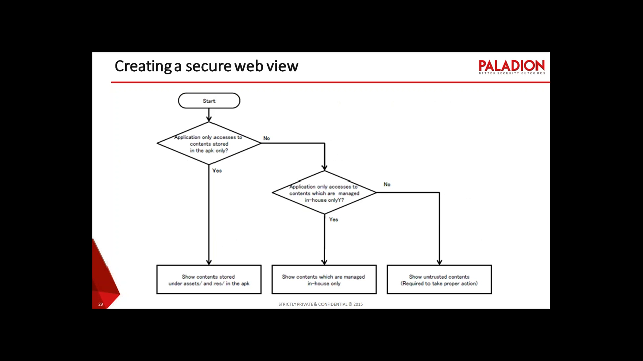Creating a secure web view. This is a chart which we define for a secure web view. If the web view application only accesses content stored in the APK, meaning the resources and everything within the APK, then you can give the web view access to HTML but not JavaScript unless it is useful, because that is a recommendation. Even if it is using content within the APK itself, the content is not going anywhere else, and no third party application or user has access to that content, you can just go ahead and implement WebView for HTML.